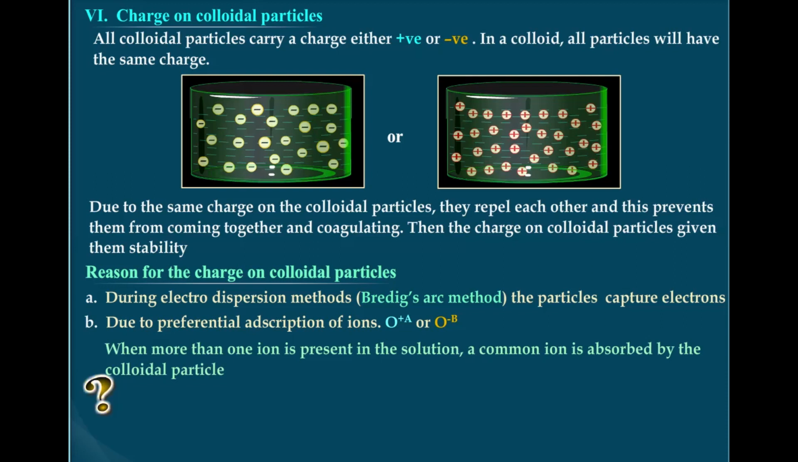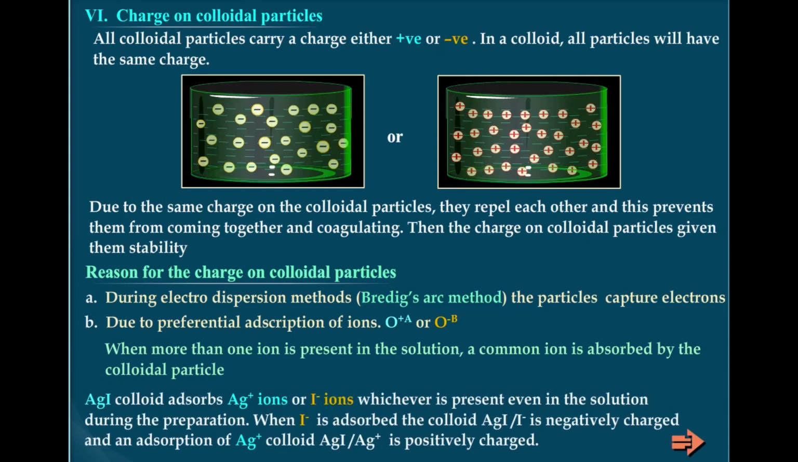The zeta potential is very important. So here I'm repeating it once again. AgI colloid adsorbs Ag plus ions or I minus ions, whichever is present in the solution during the preparation. When I minus is adsorbed, the colloid AgI becomes negatively charged. When the precipitate adsorbs Ag plus, it becomes positively charged.